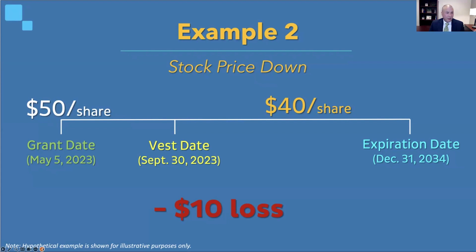And by doing this, there has been no tax consequence throughout this. If you were granted these options at $50, they vest, the stock price is below the exercise price, you're still hanging in there. There's no tax consequence throughout this.